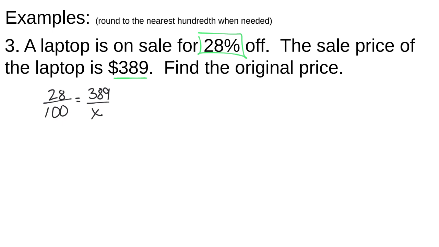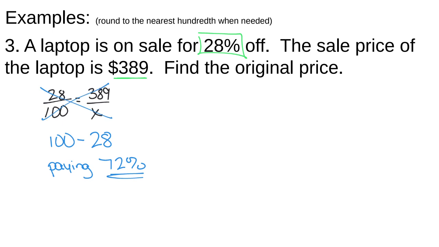Could we find the percent that we are paying? Well, 100% would be the whole. If we take 100% minus the 28% that we are saving, we are then paying 72%. So this is not going to work. We're going to have to change it so that these parts correlate. If this is the part we are paying, this has to be the percent that we are paying.